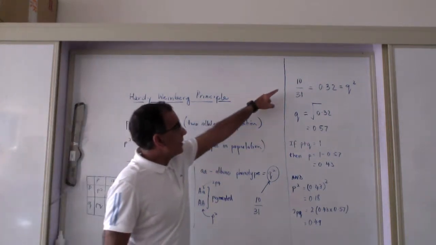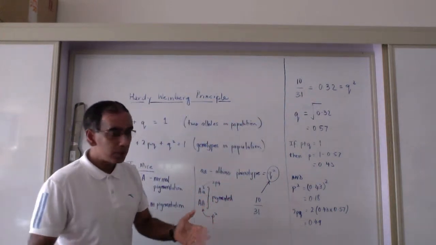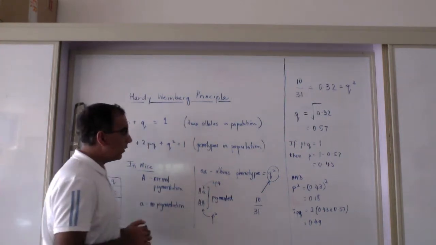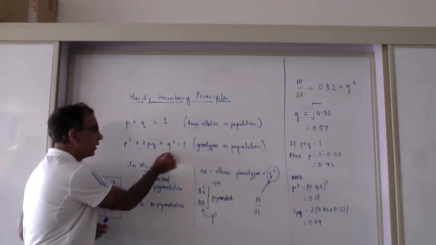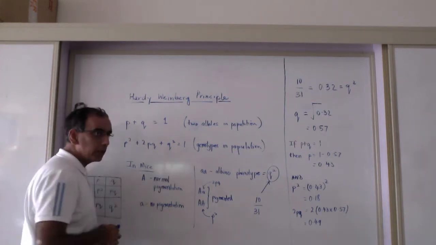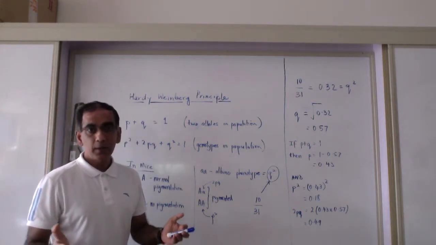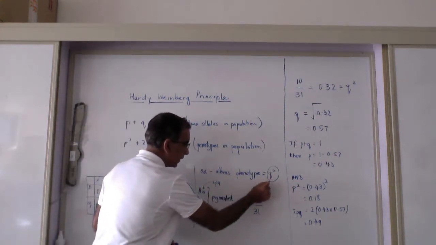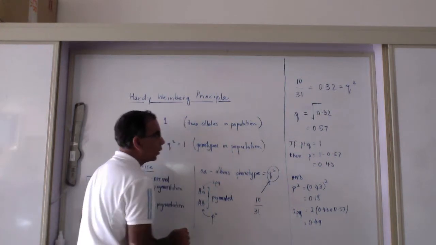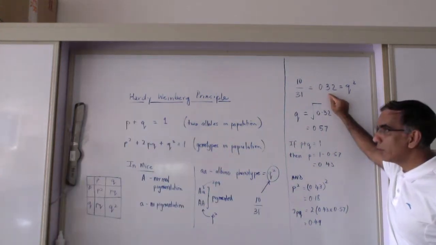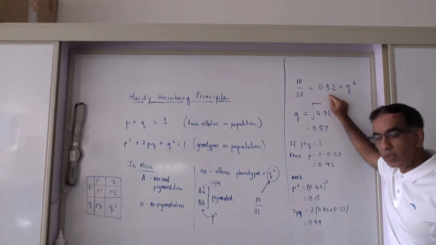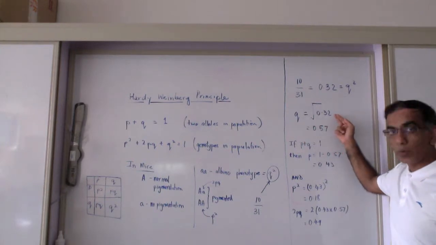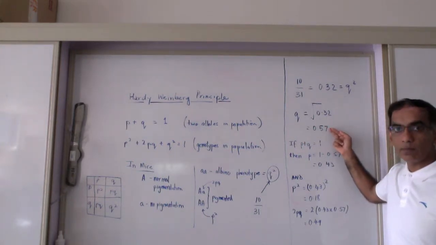So each of these 10 mice that are albinos really have the genotype aa, and they represent q squared in this Hardy-Weinberg equation. Because the actual population is 31, it means that the frequency of q squared is 10 out of 31. And this comes to 0.32. So 0.32 equals q squared, and q equals the square root of 0.32, which is 0.57.